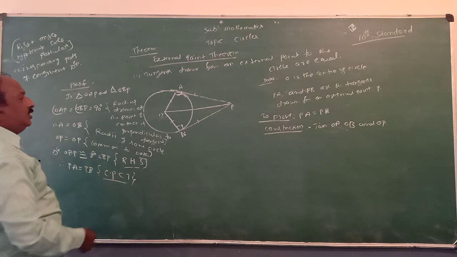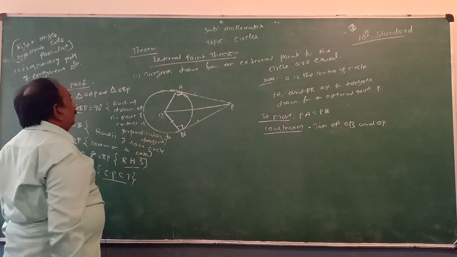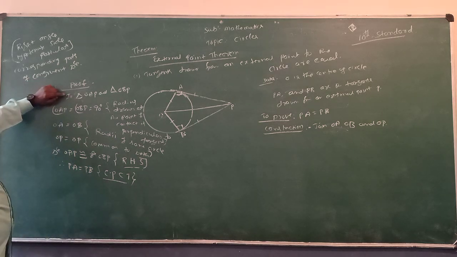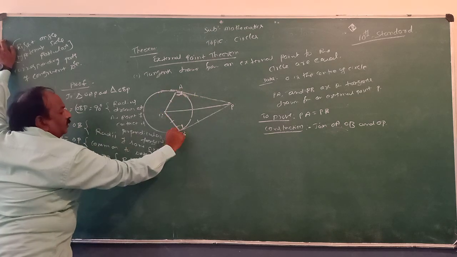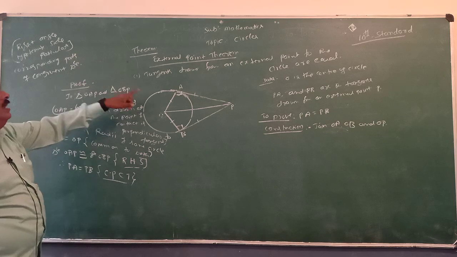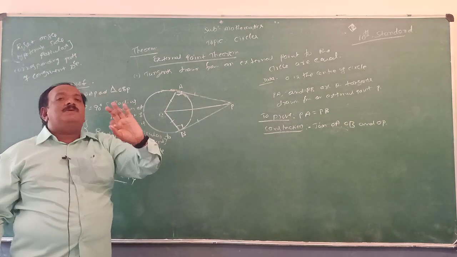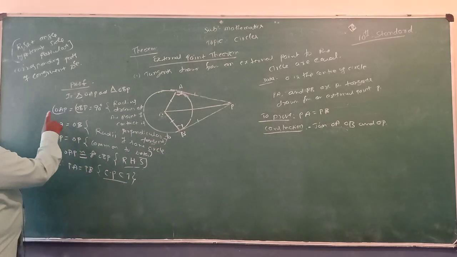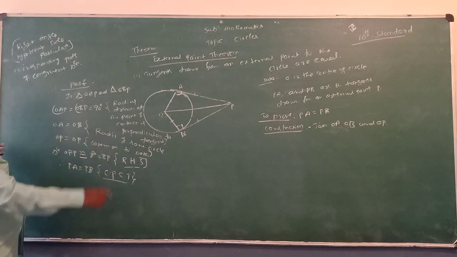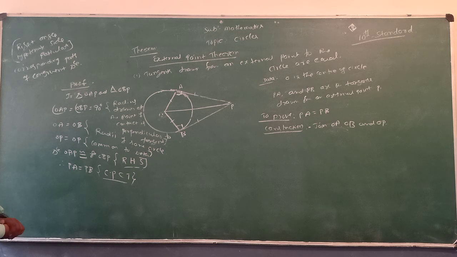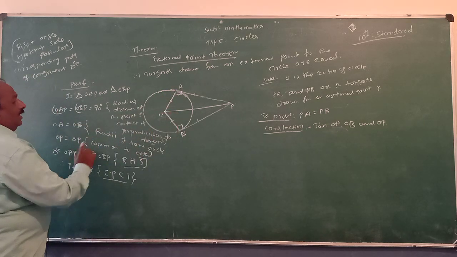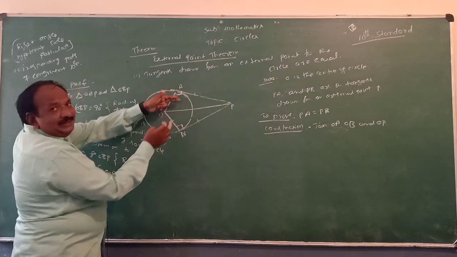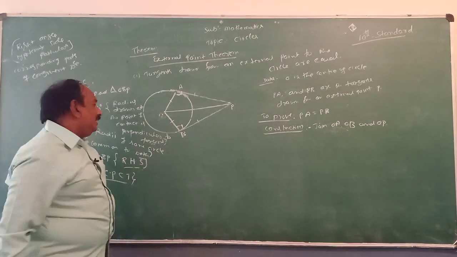Construction: join OA, OB and OP. In the right triangles OAP and OBP, angle OAP is equal to angle OBP. Wherever you take in a circle, the radius and the tangent must be how many degrees? 90 degrees. So angle OAP is equal to angle OBP is equal to 90 degrees because the radius drawn at the point of contact is perpendicular to the tangent. Then OA is equal to OB, radii of the same circle. OP is common to both triangles.